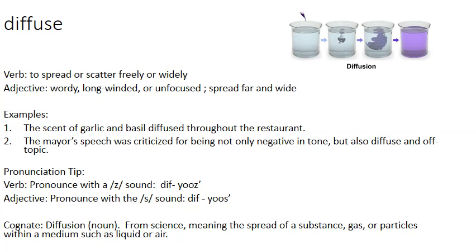As an adjective, diffuse means wordy or long-winded or something that lacks focus. For example, the mayor's speech was criticized for being not only negative in tone, but also diffuse and off-topic. You might be familiar with a cognate of diffuse, the noun diffusion. In science class, you might have learned that this means the spread of a substance, gas, or particles within a medium, such as liquid or air. Note that when you add tion or sometimes sion as a suffix to a verb, you convert it into a noun.